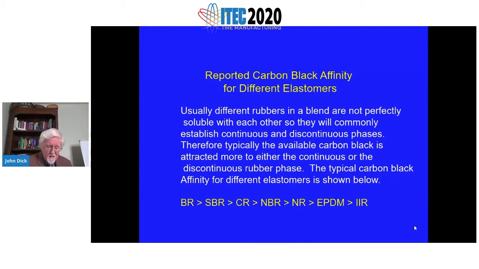Typically, carbon black affinity for different elastomers is ranked as we show below, where you have the greatest affinity for carbon black actually with polybutadiene. And SBR also very much attracts carbon black. They're very carbon black friendly. Neoprene is not quite as much. Nitrile rubber is even less. And natural rubber also has some problems with that. Then you get into EPDM, which is almost carbon black phobic in some ways. And then you get into regular butyl rubber, which is the most unfriendly to carbon black.